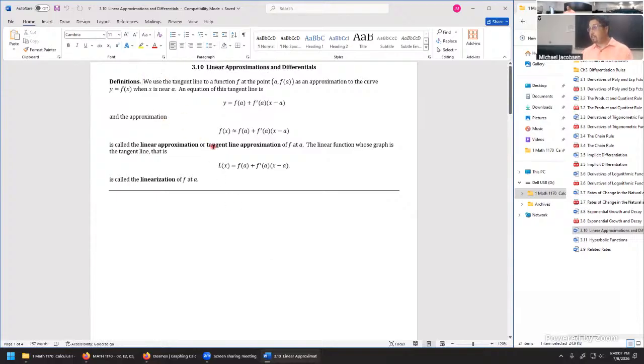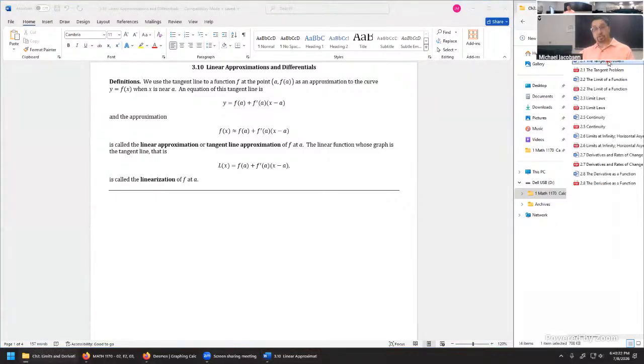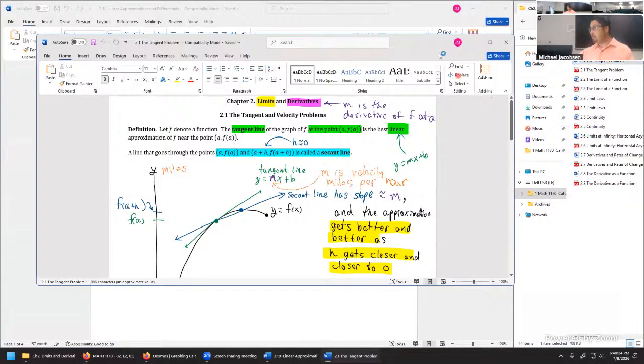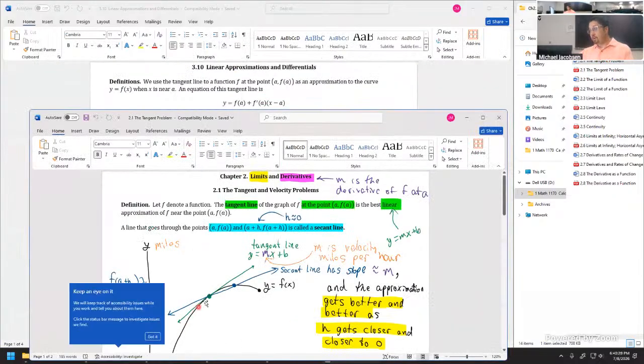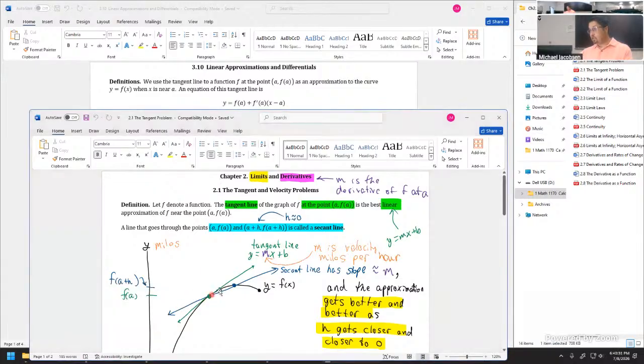So that starts off by saying, we use a tangent line to a function f at a point a, f of a, as an approximation to the curve y equals f of x when x is near a. Really, that's the very first topic of the course, section 2.1, the tangent problem. We had a curve that we want to approximate its slope at using the tangent line here.